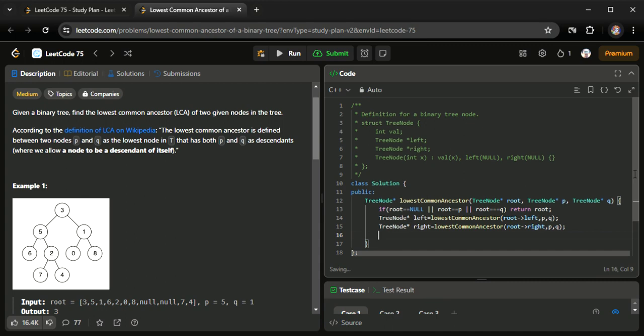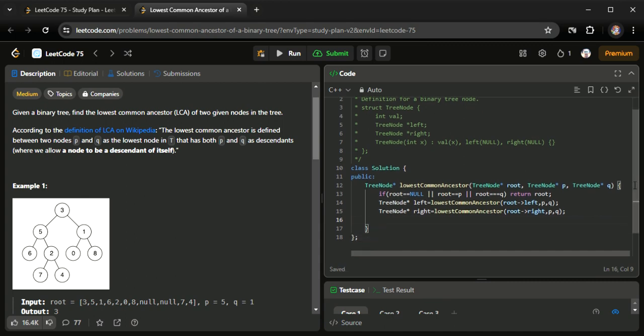And what will we return? If both p and q are present on the left side, the answer will be returned recursively as left. If both nodes p and q are present on the right side, the answer will be right. And if p is on this side and q is on this side, it will return the root node.